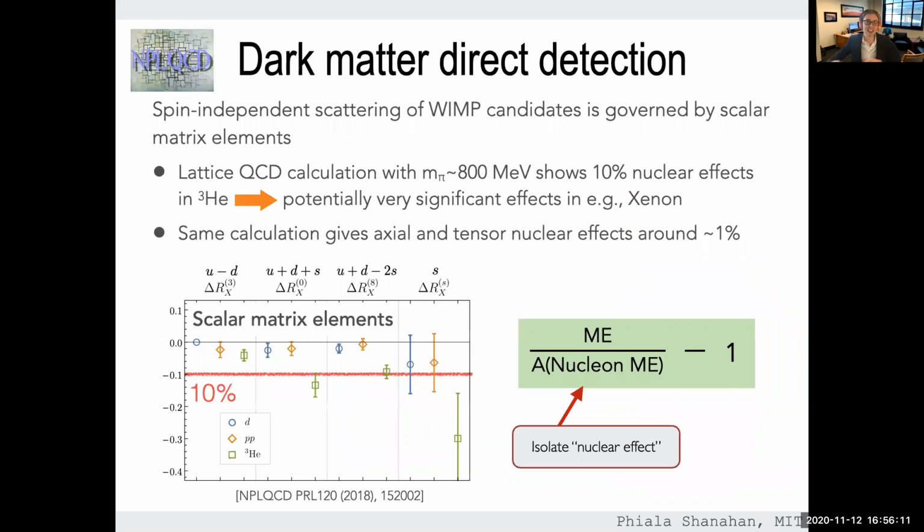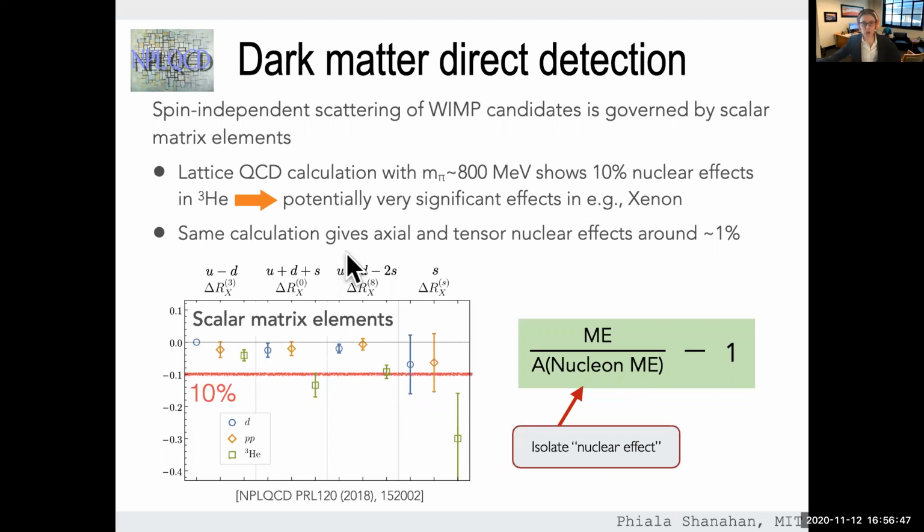So this is, again, an NPLQCD collaboration result where we studied the spin-independent scattering of these WIMP candidates. Of course, we don't know the microscopic theory of WIMPs, but the low energy limit of a generic spin-independent interaction is scalar, coupling to any quark flavor. So what's relevant are the scalar matrix elements. And so we calculated, in a calculation with a larger than physical value of the pion mass, these scalar matrix elements in light nuclei. And what we saw was really larger than anticipated nuclear effects.